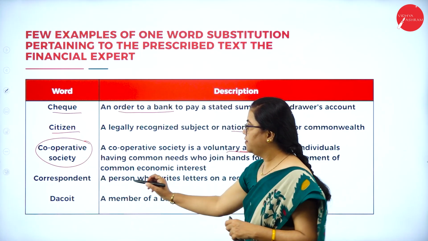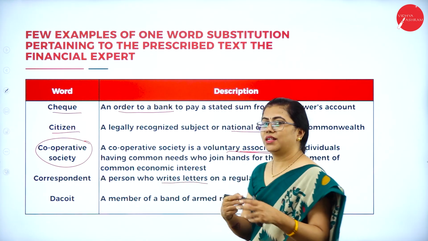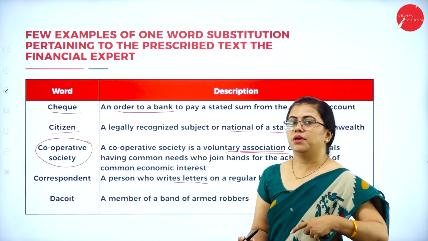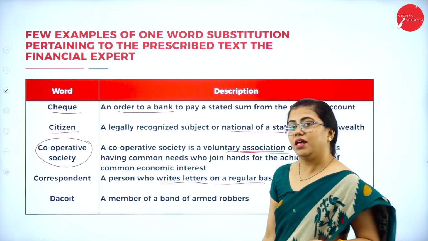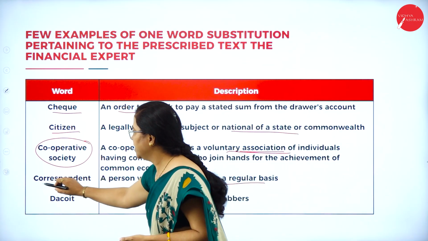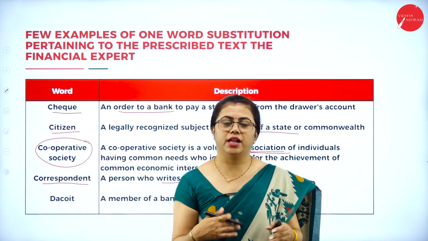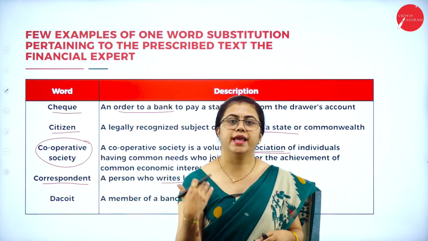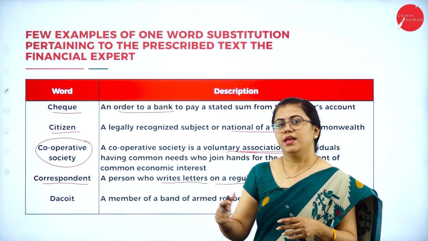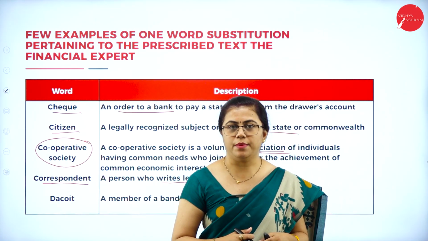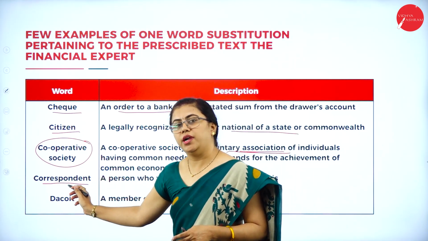Then we have this word: the person who writes letters on a regular basis. This is something corresponding, like correspondence or communication. So writing letters on a regular basis, that person is called a correspondent. Suppose you go to a TV channel, they are called spokespersons. They come out and they speak. That person is called a spokesperson. But somebody who writes letters, physically, where letter correspondence is happening, that person is called a correspondent.